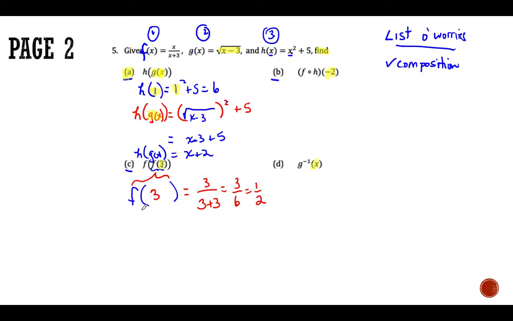So f of 3 is the same thing as 1/2. So problem C says, go find function f and put f of 3 into it. But you found what f of 3 is. So now go back to the function f.